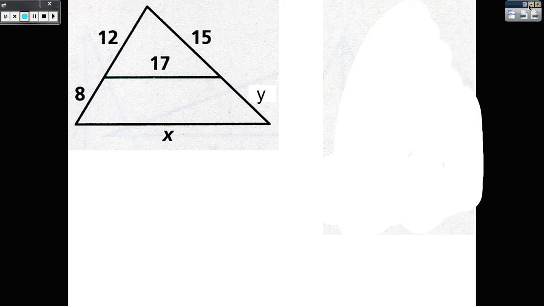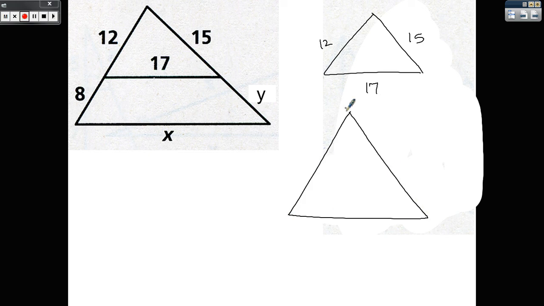And so if I separate the top triangle, just so that we can see it correctly here, I'm just going to sketch it down: 12, 15, 17. All right. And then if I separate the other triangle, here's what we have. We have 12 plus 8 is this side, so 20. I have 15 plus y is this side, so 15 plus y. And then this side is going to be a length of x.